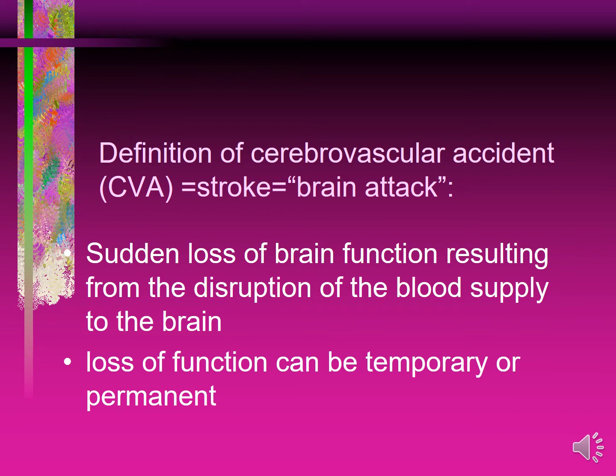Let's first define what we mean by cerebrovascular accident, CVA, or stroke, or what we're going to try to commonly call now a brain attack. What we're talking about here is a sudden loss of brain function resulting from the disruption of blood supply to the brain. And this loss of function can be temporary or it can be permanent. It depends on how long the blood supply is cut off to the particular part of the brain that we're talking about.